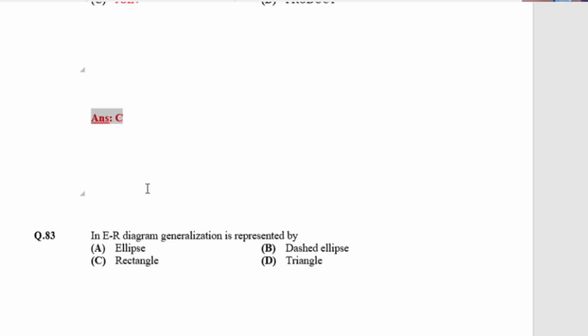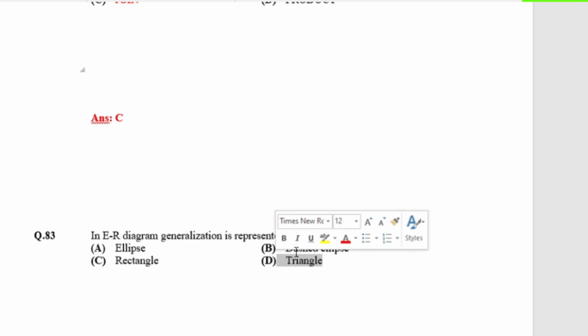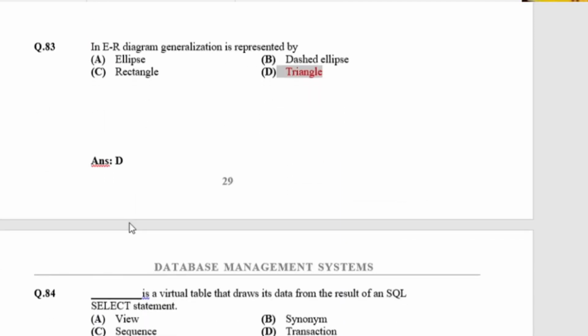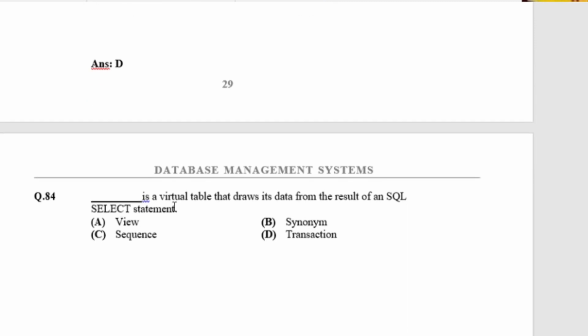Next one: in an ER diagram, generalization is represented by A, ellipse. B, dashed ellipse. C, rectangle. D, triangle. Then in an ER diagram, generalization is represented using a triangle symbol. A triangle symbol.